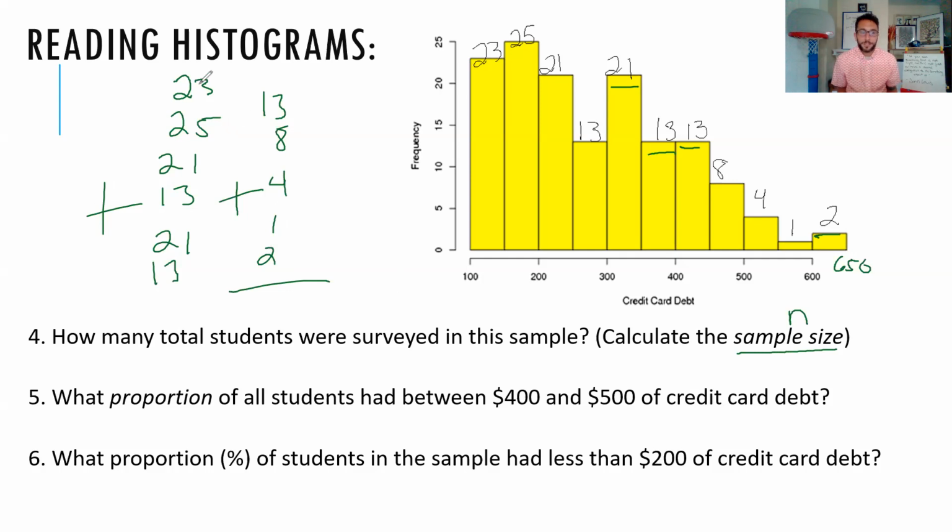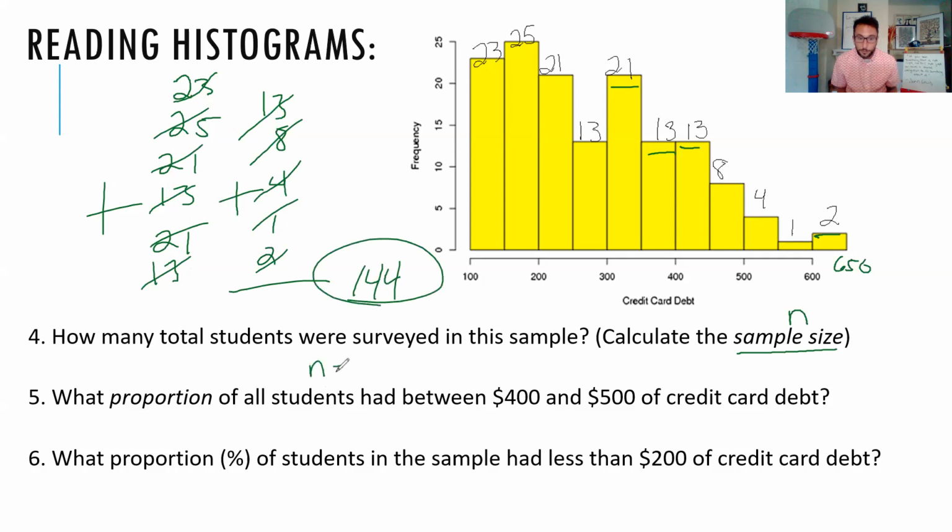Well, let's see here, 23, 48, 69, 79, 82, 102, 103, 116, 129, 137, 141, 142, 144. So it looks like we have about 144 students in this survey. And I'm just going to hope that I did that correctly. If not, this whole video is wrong, and that's embarrassing because anyone on the internet can see it. So, you know, hopefully I can add.